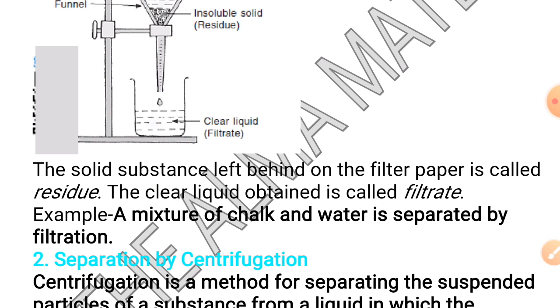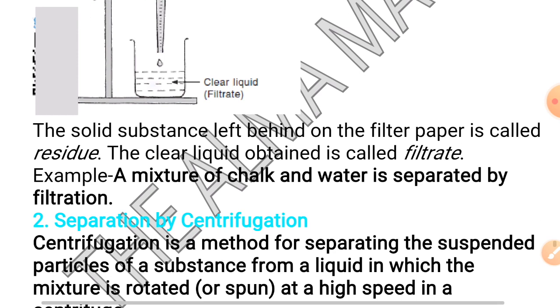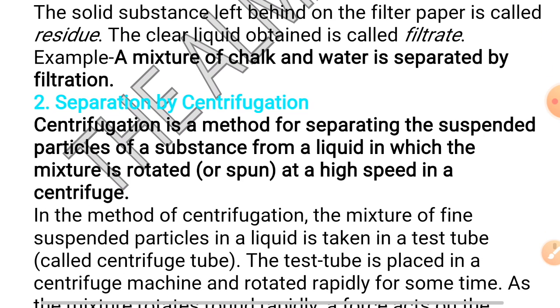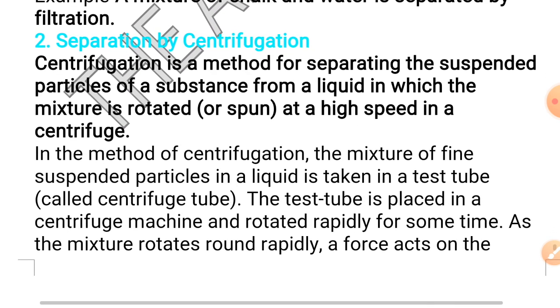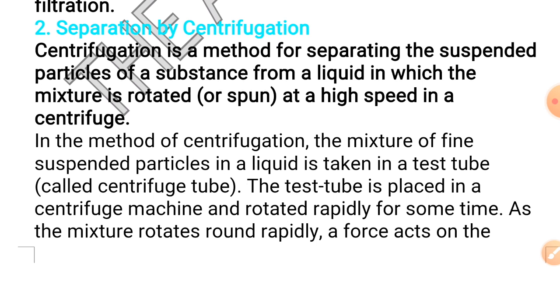Now let's see what can be separated by using this filter paper technique. So suspensions like a mixture of chalk powder with water can be separated using filtration. Now we are discussing the next process, which is separation by centrifugation. Centrifugation is a method of separating the suspended particles of a substance from a liquid in which the mixture is rotated or spun at high speed in a centrifuge.